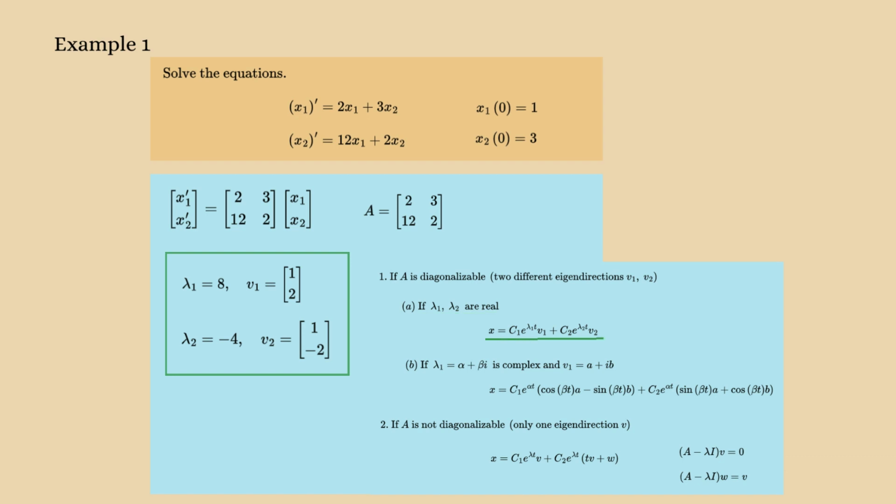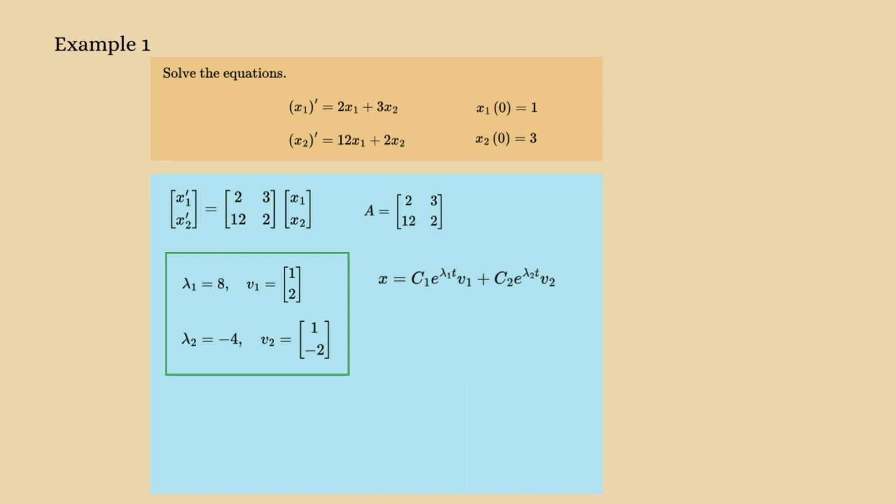This means that we are going to apply the first formula, x equals c1 exponential lambda 1 t v1 plus c2 exponential lambda 2 t v2. So let's record this formula here and see how we apply this formula to this case. Since we know our lambda 1, v1, lambda 2, and v2, that means we can replace lambda 1, v1, lambda 2, v2 in our formula by the corresponding numbers or vectors.